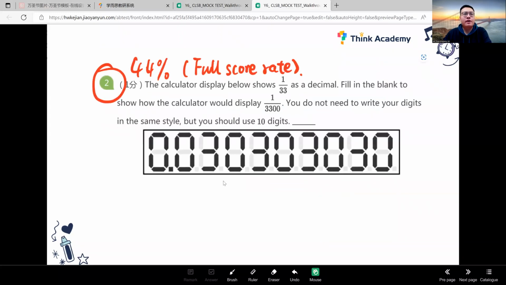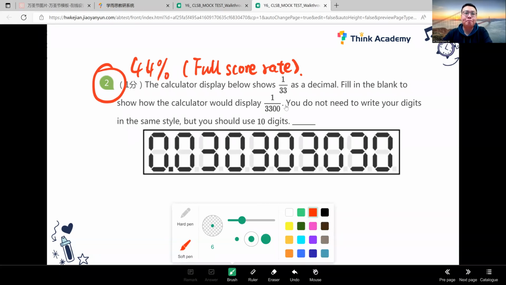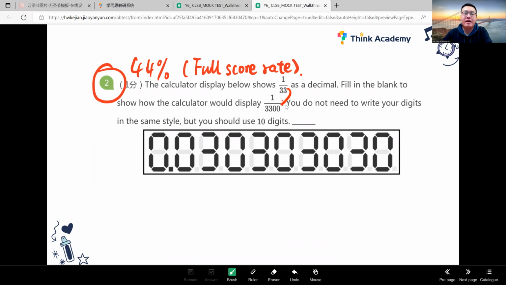For this question, the full score rate is only 44%. It says the calculator display below shows 1/33 as a decimal. Fill in the blank to show how the calculator will display this fraction. You do not need to write your digits in the same style, but you should use 10 digits. So guys, if you want to get the second number from the first one, you need to divide by what number? Can you type it for me? From this one to this one, you have to divide by what?